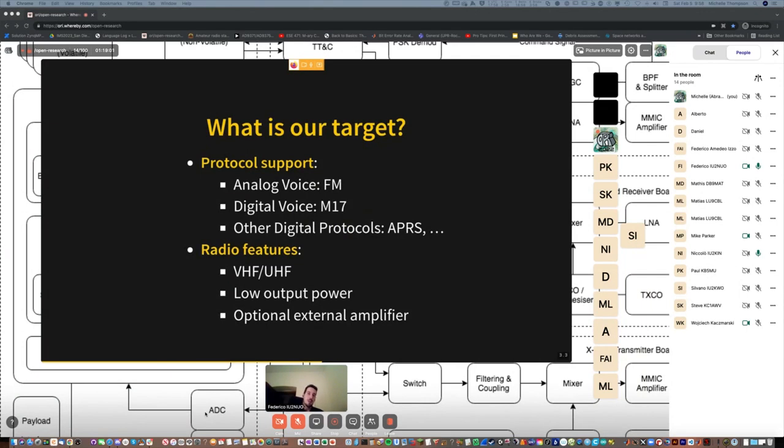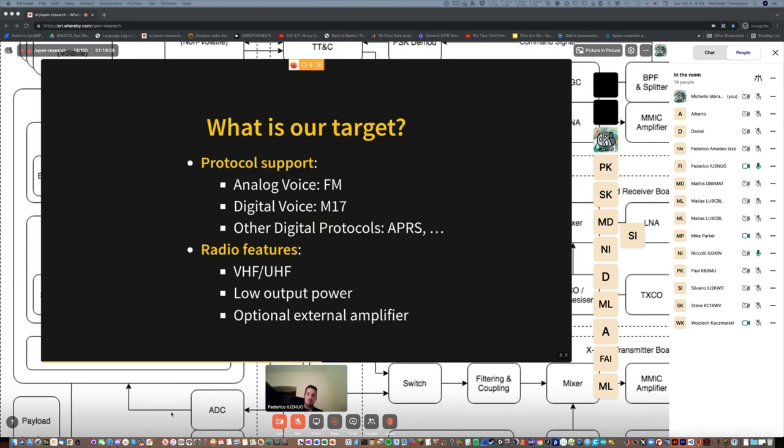From the protocol standpoint, we would like to do, first of all, analog voice. And also, of course, we would like to do some digital voice, for example, with the M17 protocol. And let's say we want to give it the ability to encode and decode software protocols. So the idea is that if you want to experiment with other protocols, you should be able to do so. And from the radio features point of view, we want to target the VHF and UHF bands, because they are the most widespread and widely used bands in the ham radio scene, I think.